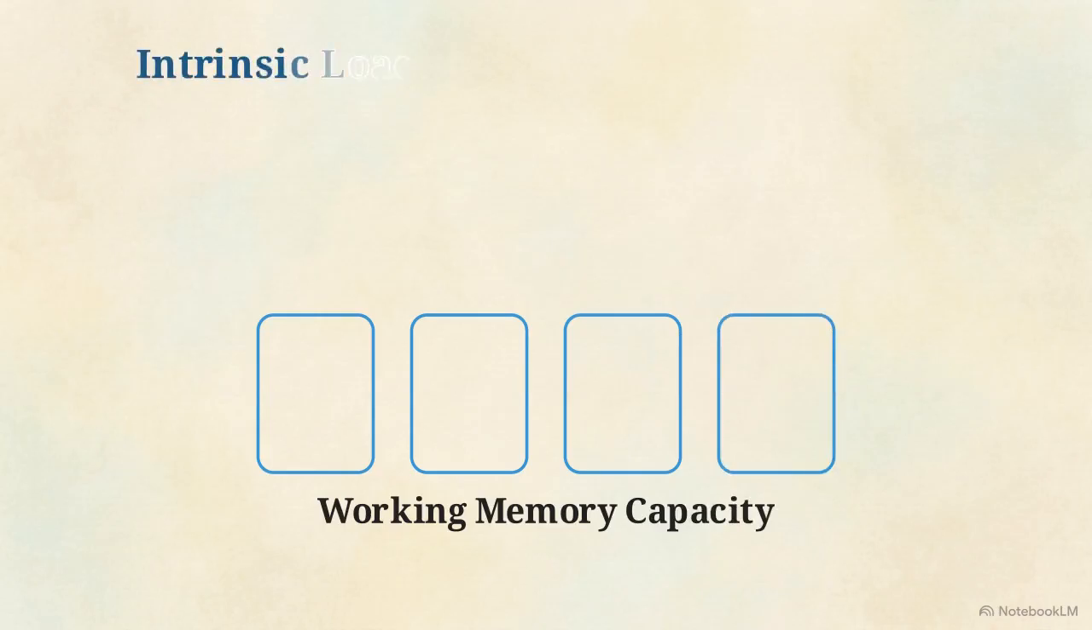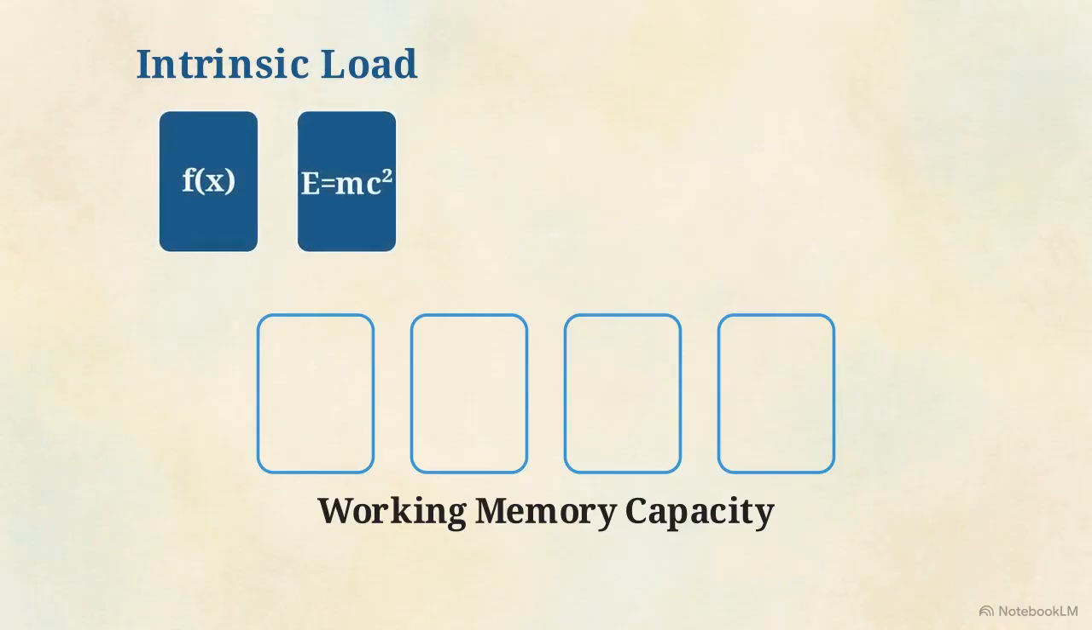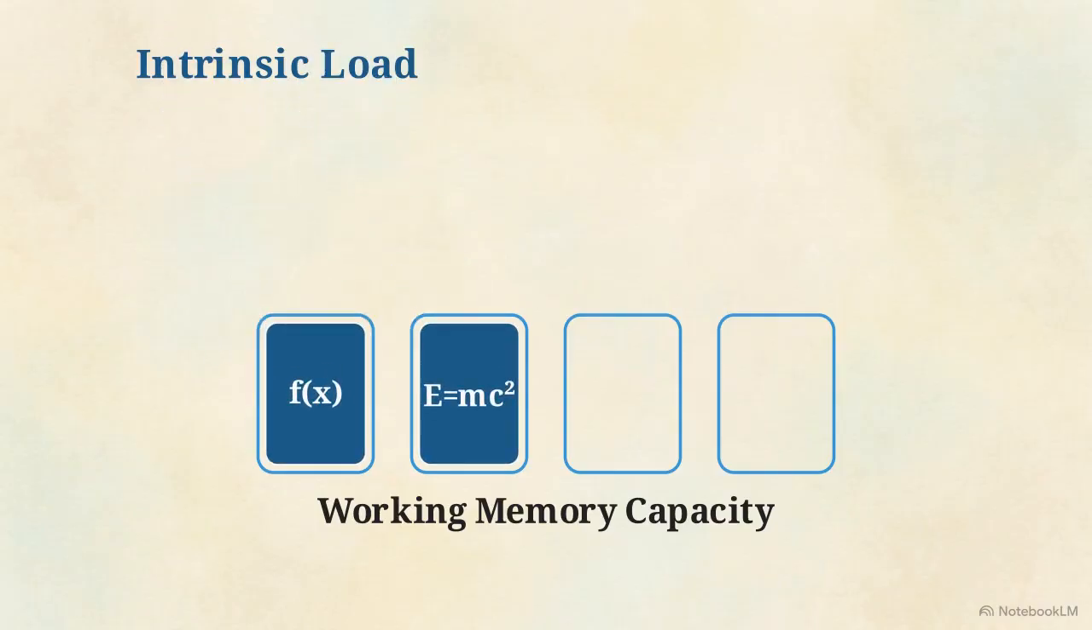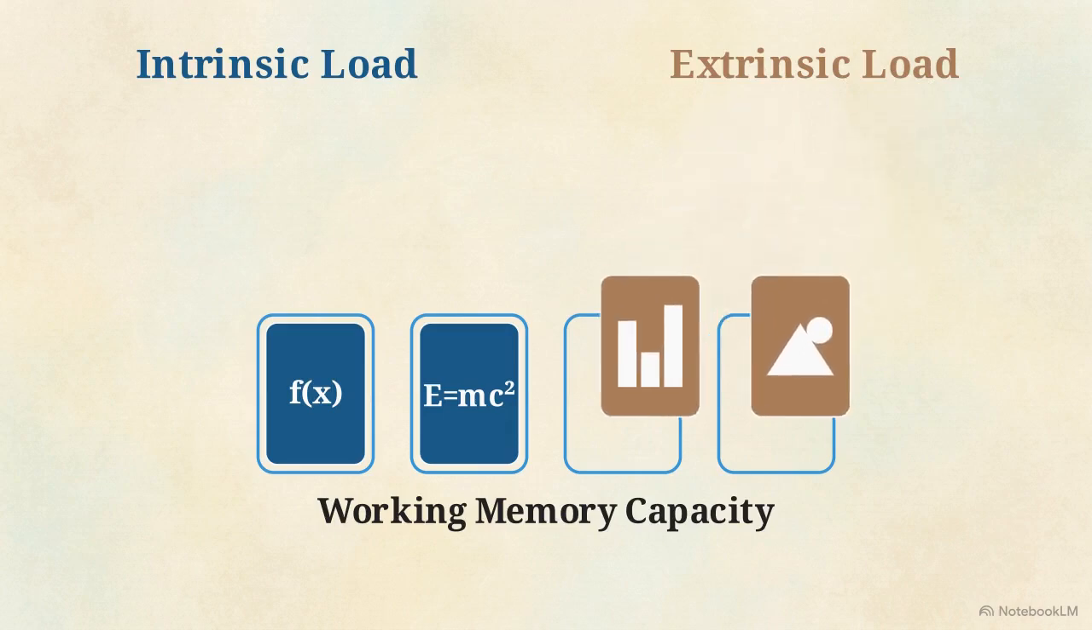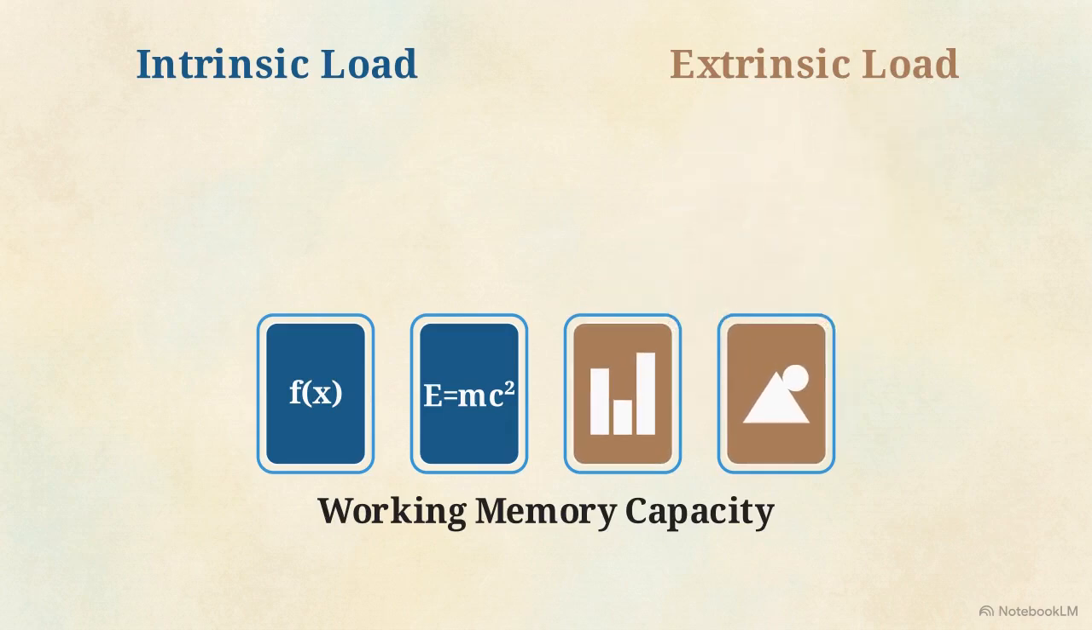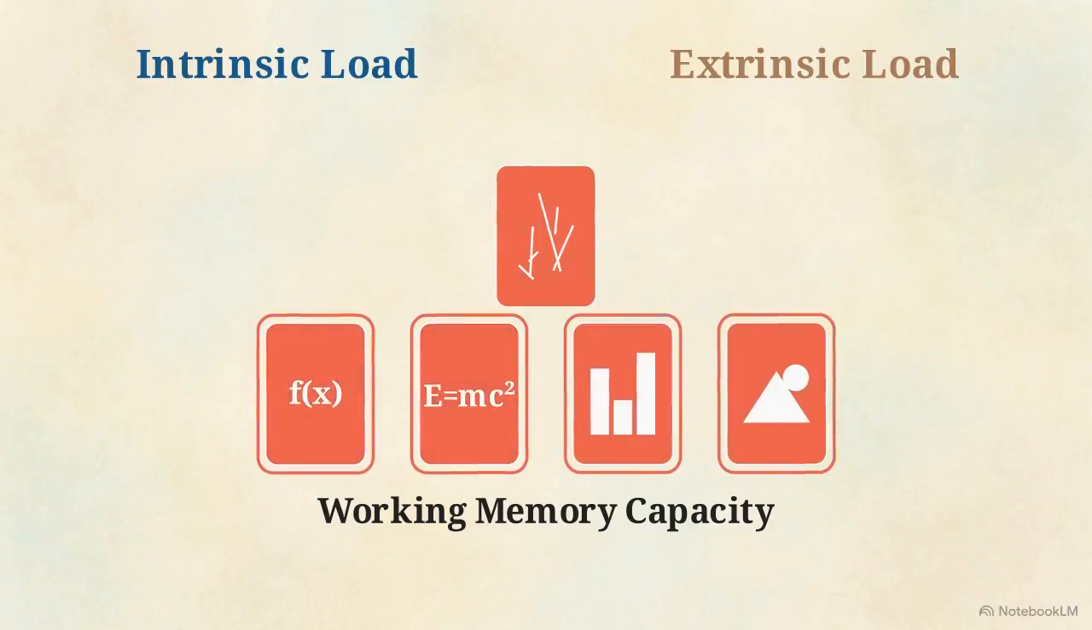The first is intrinsic load. This is the inherent, unavoidable complexity of the new concept being taught. This intrinsic complexity occupies a fixed amount of available capacity, instantly consuming a portion of the working memory slots. The second type of strain is extrinsic load. This is the artificial complexity added by the teacher, such as distracting presentation slides. This unnecessary noise occupies the remaining vital capacity, filling the system with data that does not contribute to actual understanding.